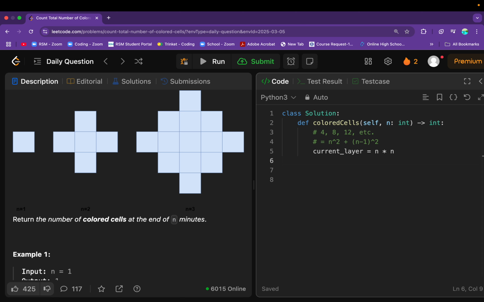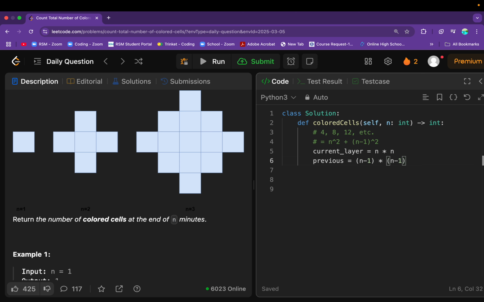Then we have to compute the second part of the total number of blue colored cells after all n minutes of painting blue colored cells. That would be n minus 1 whole squared. So let's compute that value as well, right? So basically computing the previous layers, how they contribute to the total number of blue cells as a whole, not just on the current layer, but as a whole, kind of like the sum would be n minus 1 times n minus 1, or just n minus 1 whole squared.